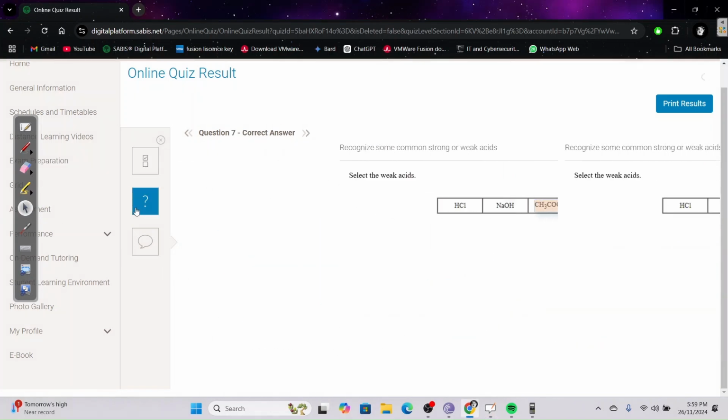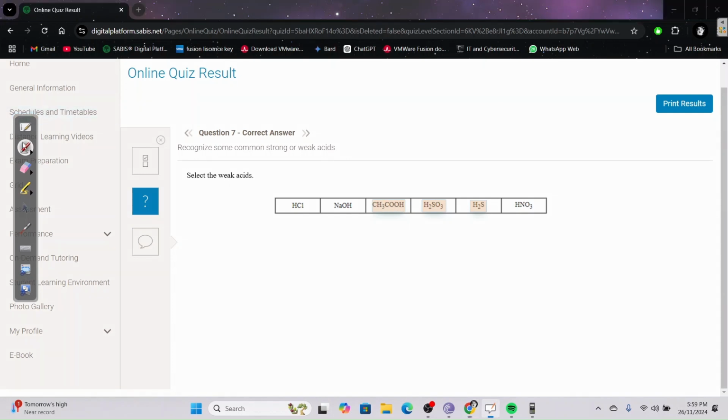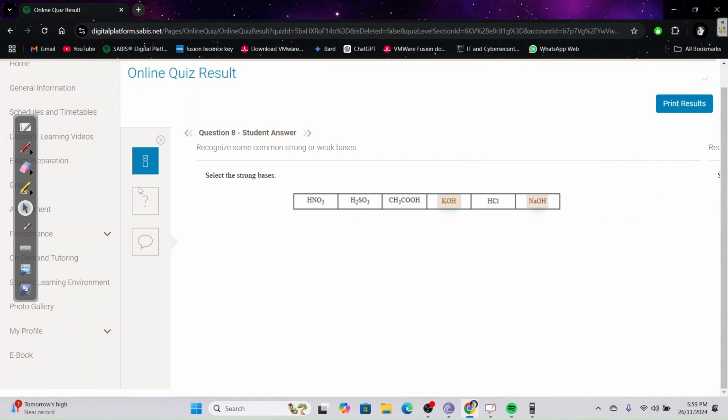Question 7. Select the weak acids. This is memorization. Hydrogen chloride is a strong acid. This is a base. An AOH is a base. Hydrogen nitrate, you don't really need to worry about it, but it's a strong acid. So you have any organic acid. So if it has COOH, this means it's organic. And organic acids are weak. Okay. H2SO3 and H2S. Just remember those.